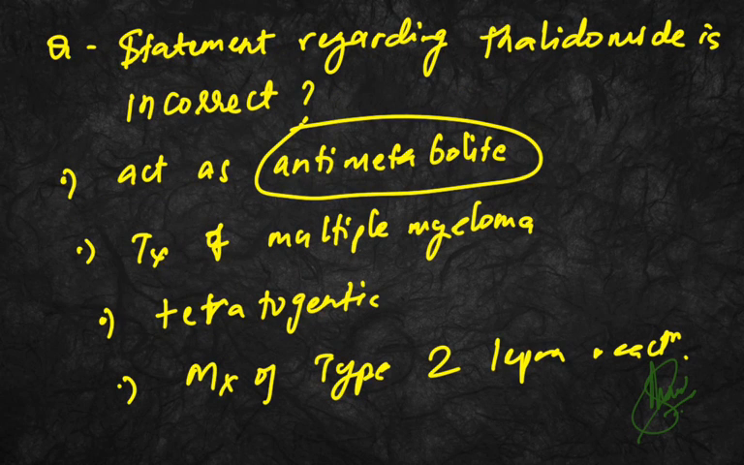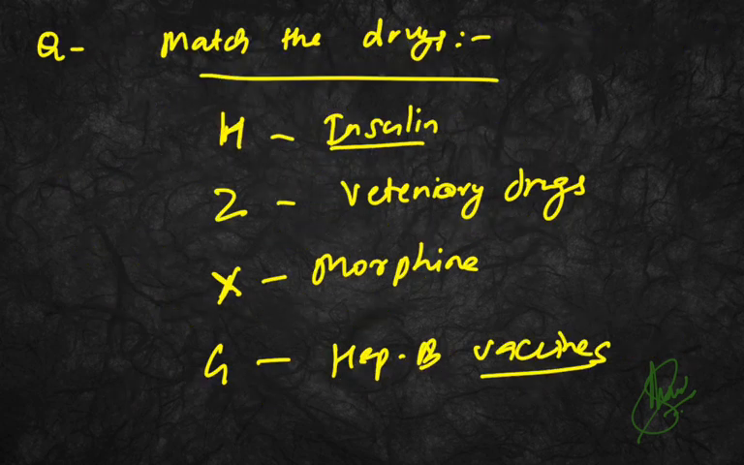Which statement regarding thalidomide is incorrect? It is a treatment for multiple myeloma and type 2 lepra reactions. It is teratogenic also. It is not an anti-metabolite. So this is the wrong statement.